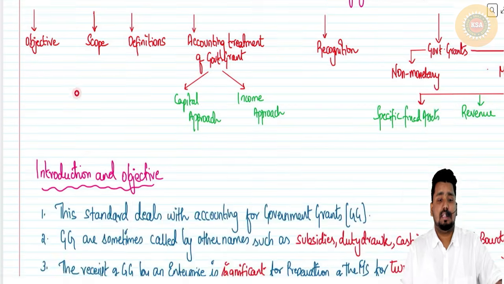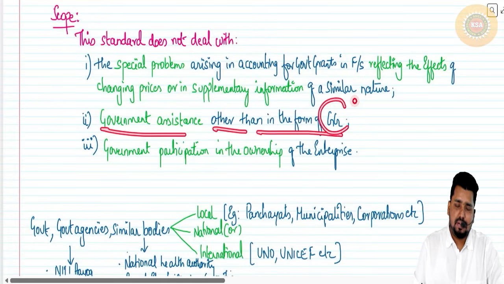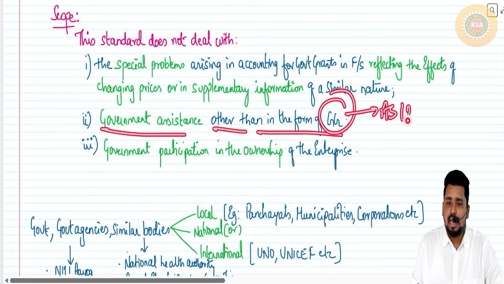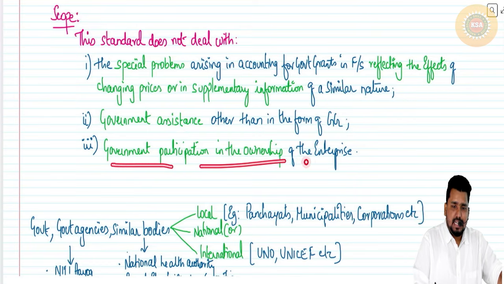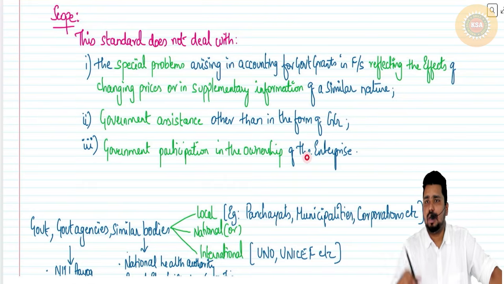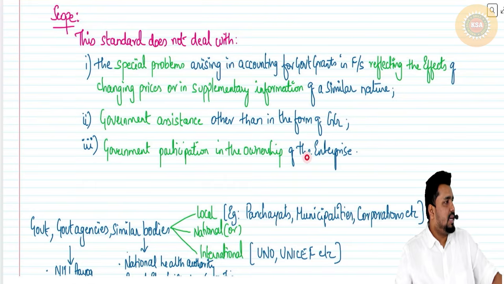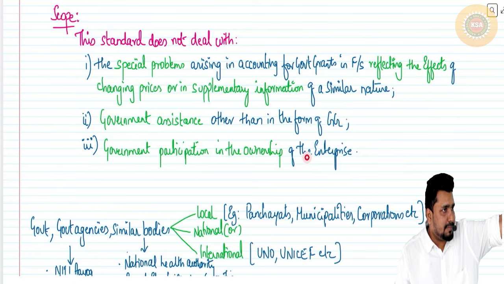Number 1, we already know that: government help other than in the form of government grant as defined under AS12. Correct? Government participation in the ownership of an enterprise. Assume, for example, Ajay is starting one company. He is issuing 1 lakh shares. In that, the government itself is buying 20,000 shares. Clear? 20,000 into 10, I have given 2 lakhs to Ajay. He will not treat the 2 lakhs as a government grant, as a subsidy.